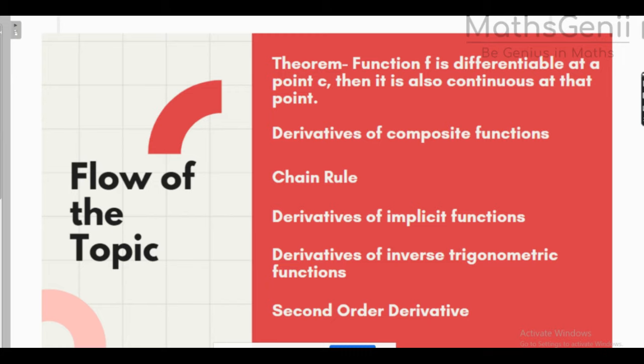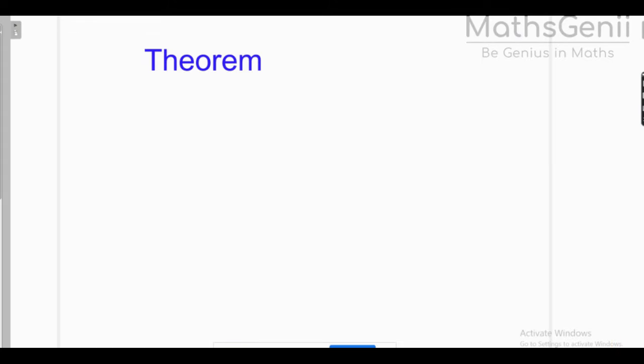So first we will be seeing the theorem on how we can use the continuity concept, and we'll discuss the theorem in detail. Then we are going to see what is the derivatives of composite function, what is chain rule, how to use that with examples, then implicit function, then inverse trigonometric function, and lastly how to find the second order derivatives. So without wasting further time, let's jump to the first concept, which is the theorem.